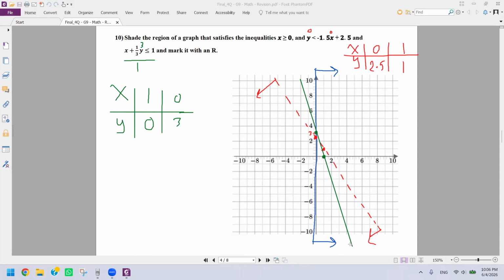Is it up or is it down? How do I check? I choose a random point, (0, 0). Let's check, is it correct or is it wrong? 0 plus 0 is less than 1. Is that correct? Yes, it's correct. So the region is down.